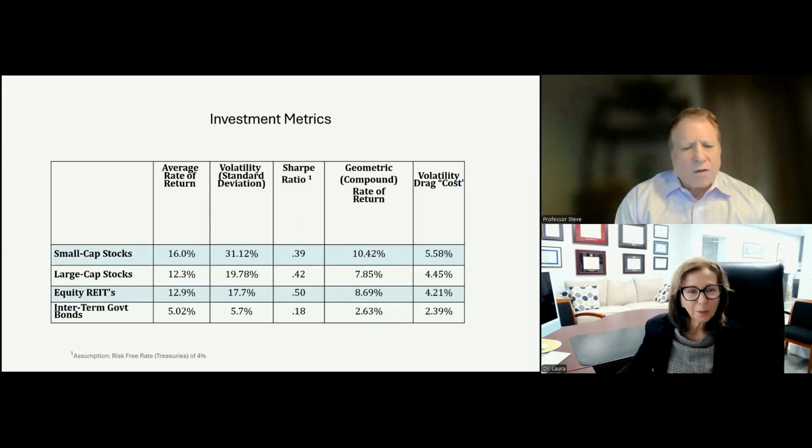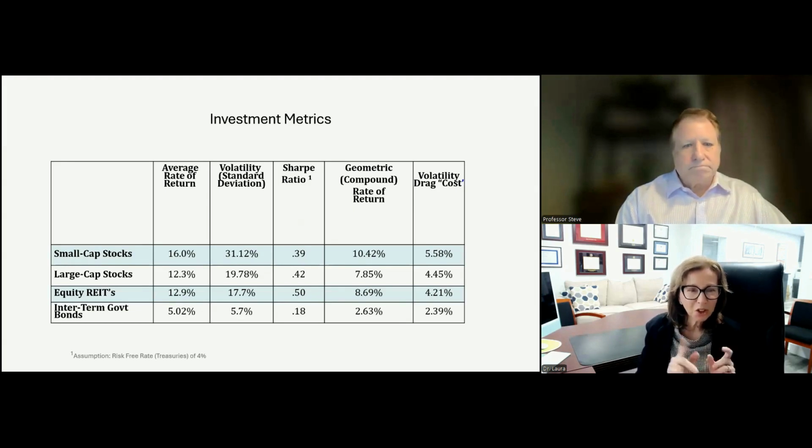And you can see large cap stocks, higher Sharpe ratio. Equity REITs have actually had a decent Sharpe ratio of 0.5. Intermediate government bonds are low, but mostly because of the return, which is low, not necessarily the risk. But you do see you have less risk drag there, believe it or not. So if the average rate of return is 5%, the geometric is 2.6 and the risk drag is 2.39, but it's still not really a great return. But people say, gee, the stock markets have averaged 11, 12% a year since 1926. The reality is you've really only increased your wealth by around 7.8 or 7.9% a year, which is quite a difference, right?